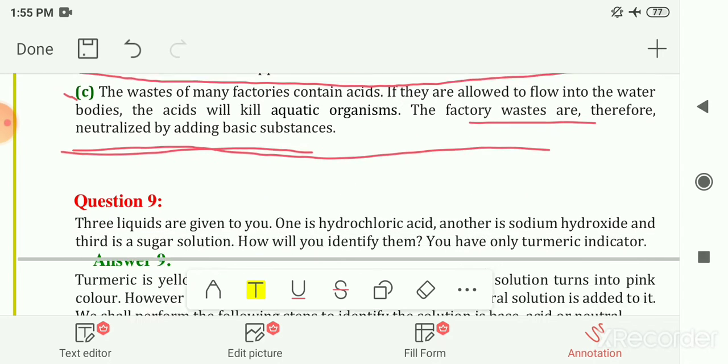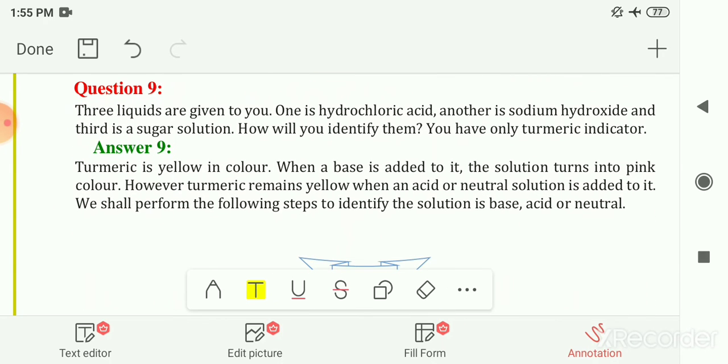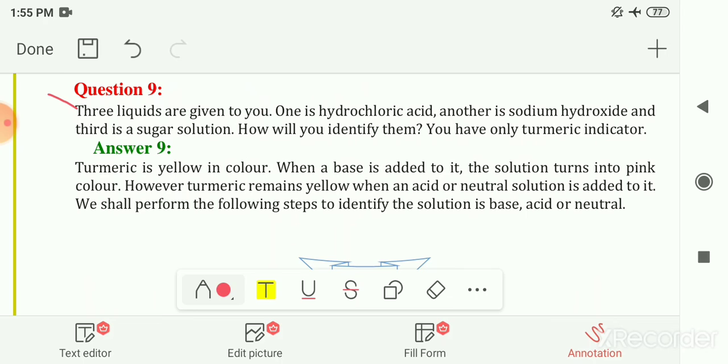Next, question number 9. Three liquids are given to you. One is hydrochloric acid, another is sodium hydroxide, and the third is a sugar solution. How will you identify them? You have only turmeric indicator. How will you identify these three solutions with the help of only one indicator, turmeric?